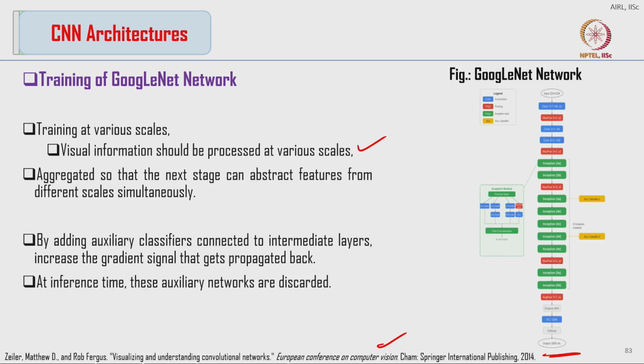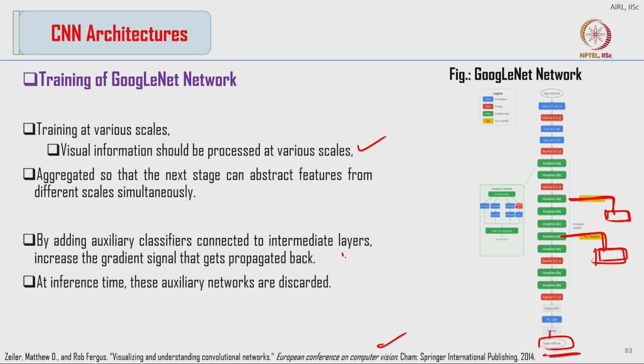Now one thing which has been done in GoogLeNet is essentially using auxiliary classifiers. Now what is the meaning of auxiliary classifier? So the model actually has one classifier, however there are auxiliary classifiers or additional supplementary classifiers added, right.